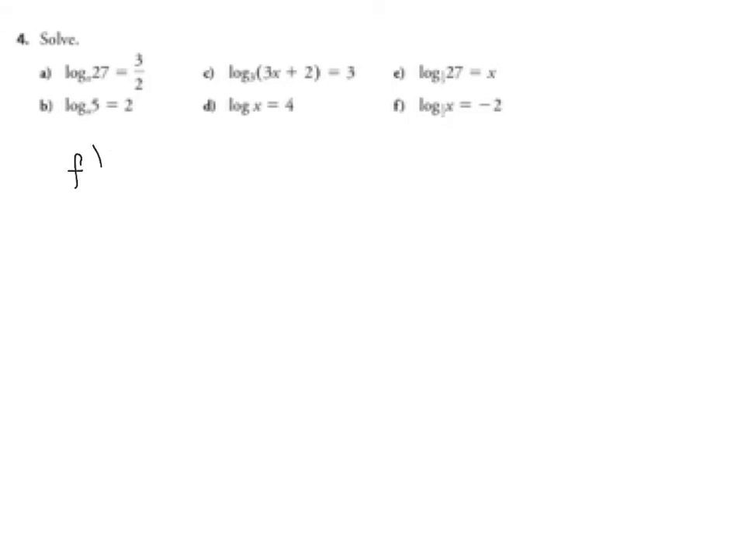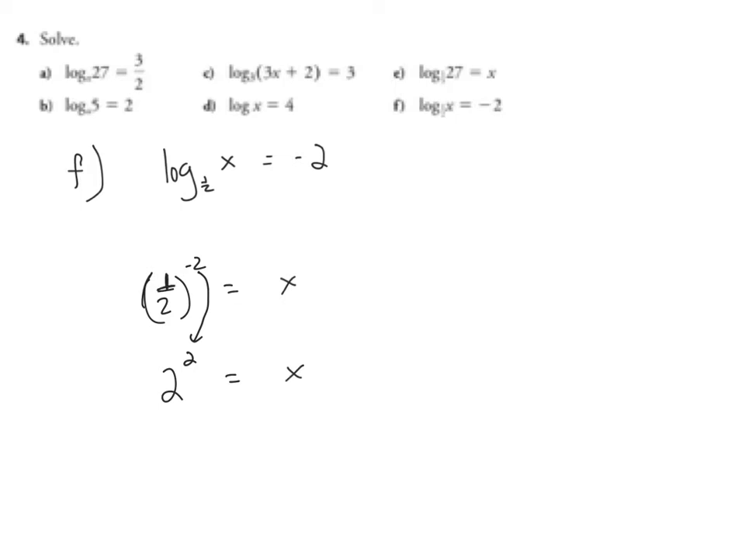All right, so part F, log base 1/2 of x equals negative 2. So we're going to say 1/2 to the power of negative 2 has to equal x, which means 2 squared has to equal x. Right? If you take the negative of the exponent, which would make this one positive, you have to also take the reciprocal of the base. And so 4 equals x.